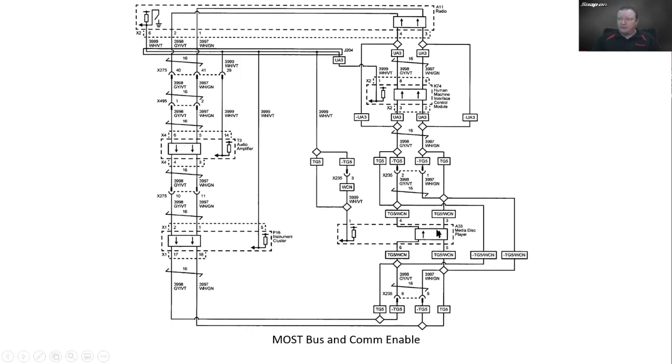From the cluster, it goes to the media disc player, because we all have separate disc players now, not attached to the radio. Remember how you used to be able to just pull the radio out and replace it with a new one? Yeah, not so much anymore.